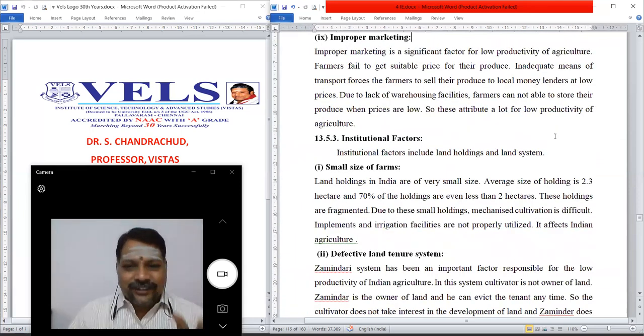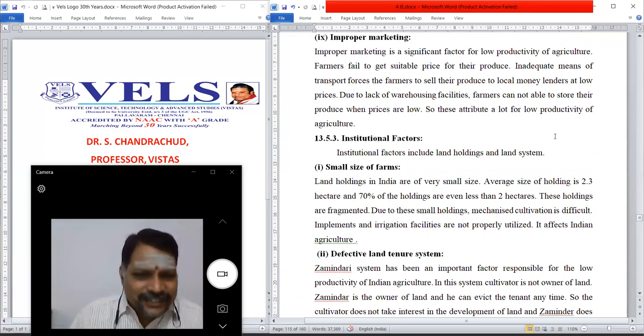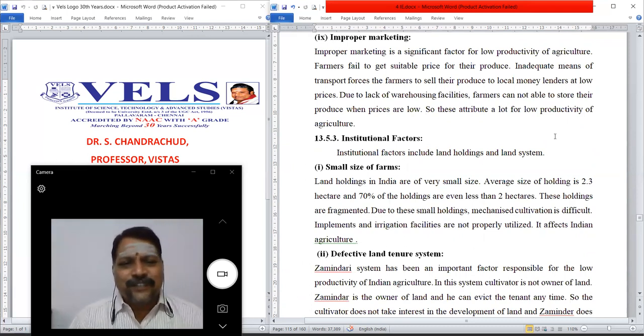One is the main problem is small size of farm. The land holding of India is very small in size because the average size of holding is 2.3 hectares only. 70% of the holding is less than 2 acres. So it is very difficult to use the latest technique or technical know-how related with agriculture. This holding is fragmented. Due to this small holding, we are not able to implement the modern techniques in agriculture.